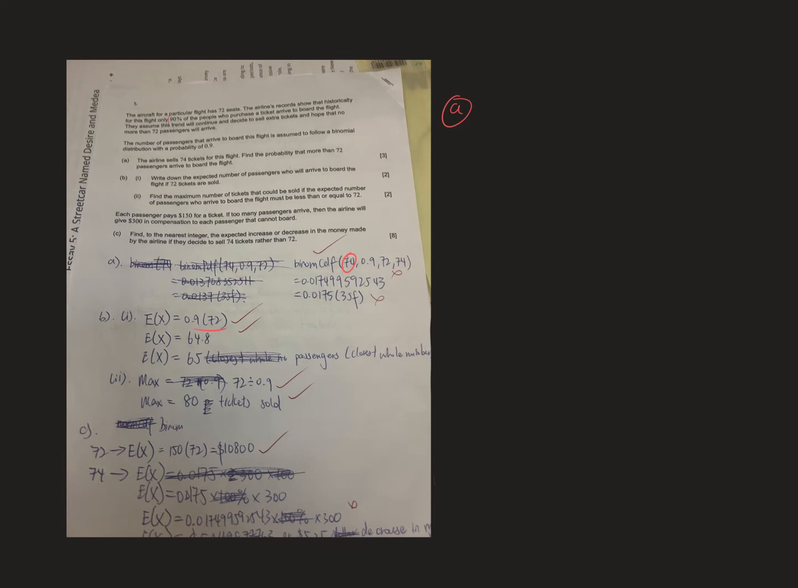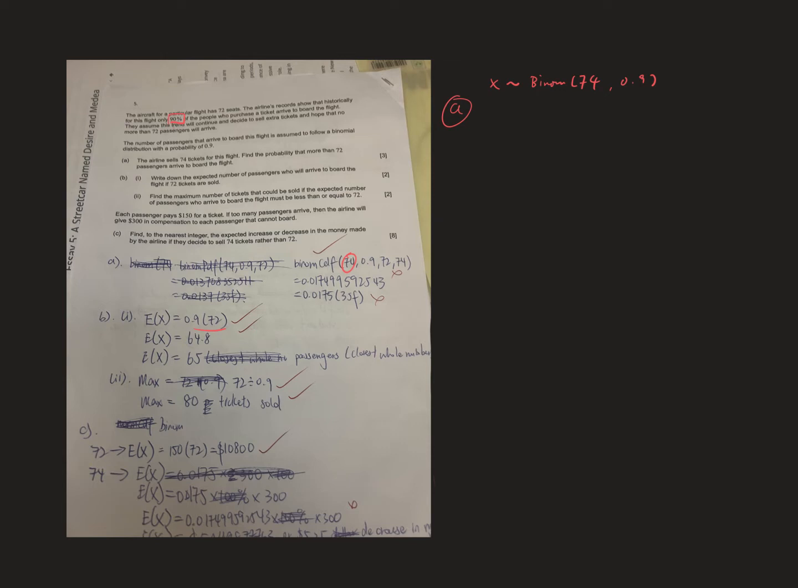that 90% of the people who purchase the ticket will arrive and board the flight. Therefore, for part A, of course the binomial distribution variable should be 74, because the airline company tried to sell 74 tickets for the flight, but only 90% of them arrive.